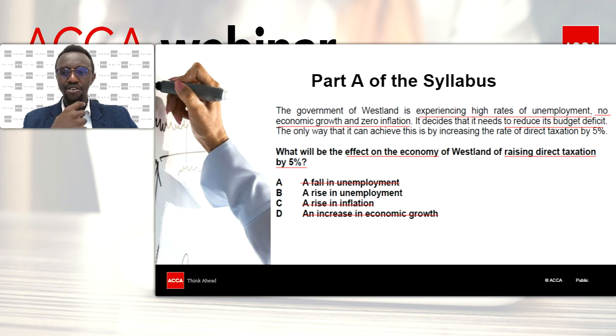The answer is no. We can't recruit more people. So there won't be a fall in unemployment. Actually, there will be a rise in unemployment. We'll even lay off certain people because it's going to be a bit hard, right?